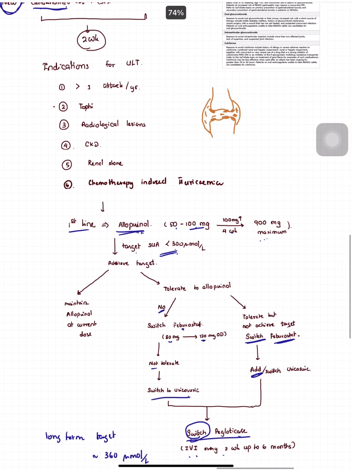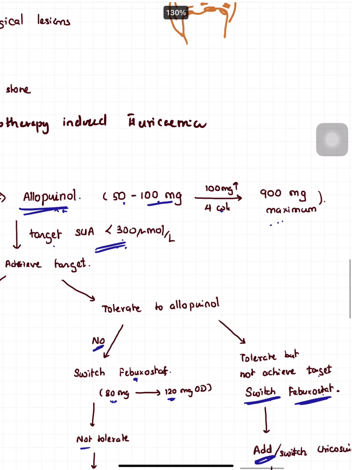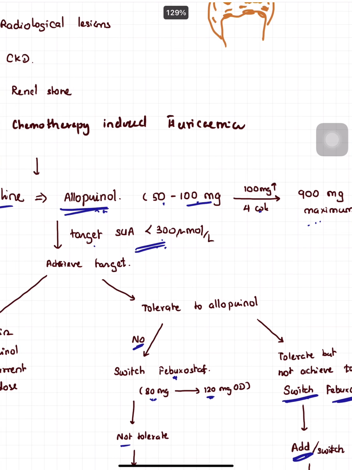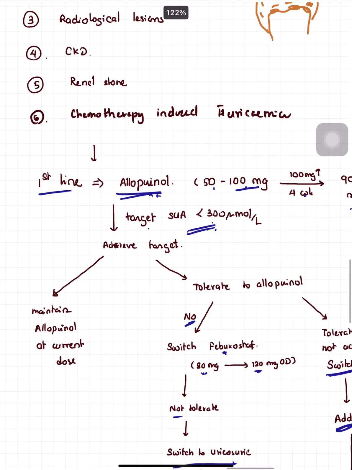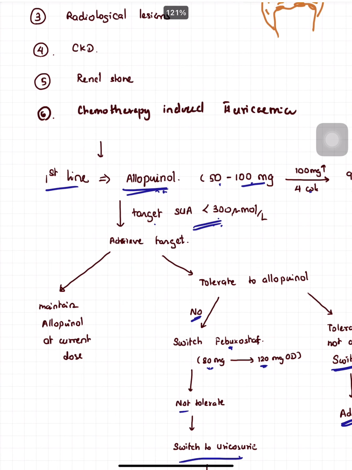The first line here is allopurinol. We start at a low dose, 100 milligram in a normal person and 50 milligram in the elderly, and then titrate up to 900 milligram if needed, about once a month, like a 100 milligram increment per month. Our target is to achieve a serum uric acid level of less than 300 micromole per liter, and if we achieve the target, we can maintain allopurinol at the current dose.